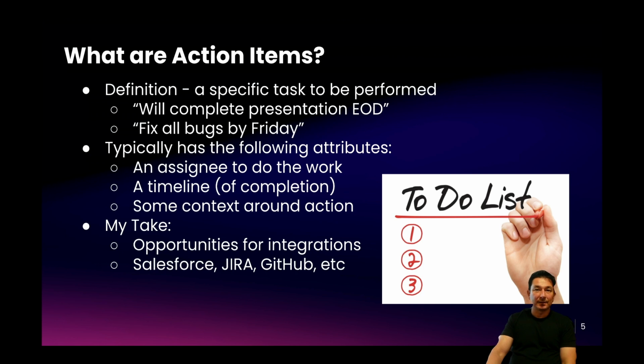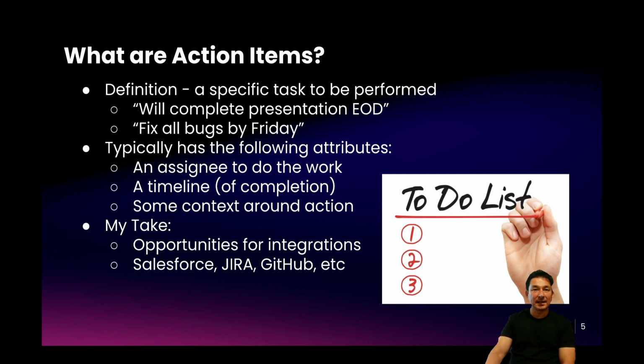Action items require that a specific task be performed. Some examples include, we'll complete the presentation by end of day. All bugs will be fixed by Friday. Action items typically have the following attributes. There is a clear assignee who's responsible to do the work. There's a typical timeline of completion. And usually there's some context around the specific details for the required action.